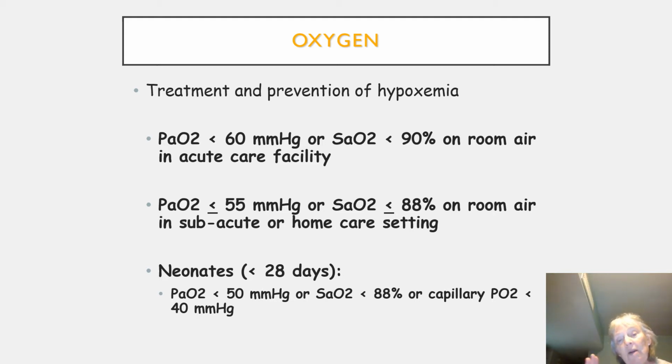Once that neonate hits the 31st day, if you're going to use 30 days as your month, they fall into that PaO2 less than 60 or SaO2 less than 90% on room air. So you need to remember that if you have a 6-month-old child you're taking care of and their PaO2 is only 55 millimeters of mercury, that child has documented hypoxemia.